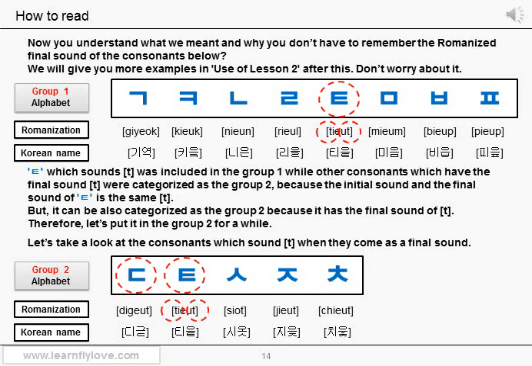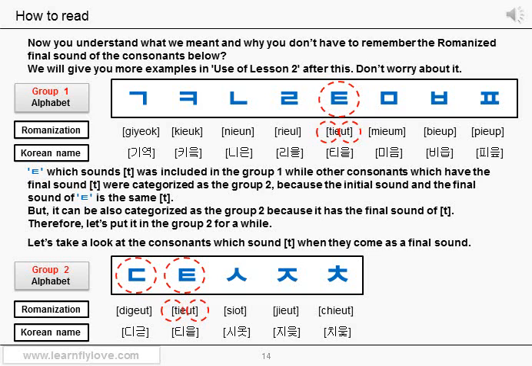Just for a while. Confusingly, these 5 letters D, T, S, J, Ch have the same final sound T according to the romanization rule. But fortunately, 2 of them, D and T, are from the same sound family. If you don't understand what we are talking about, you need to go back to lesson 1. And 3 of them, S, J, Ch, are also from the one sound family. Now it gets a little bit easier to remember, isn't it?